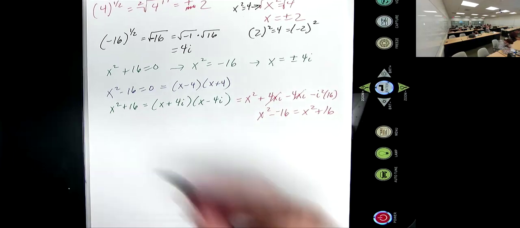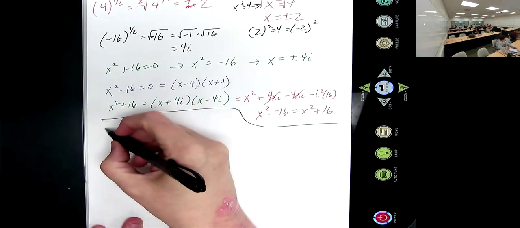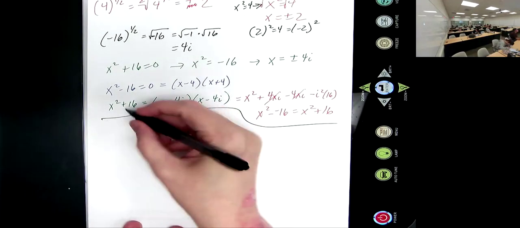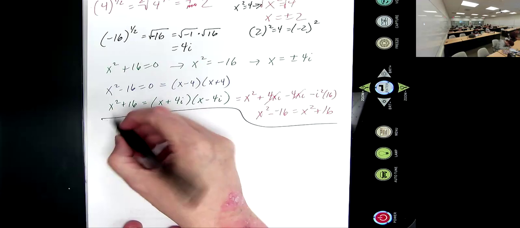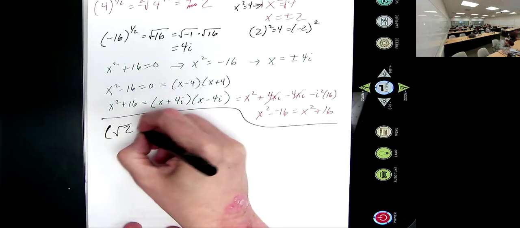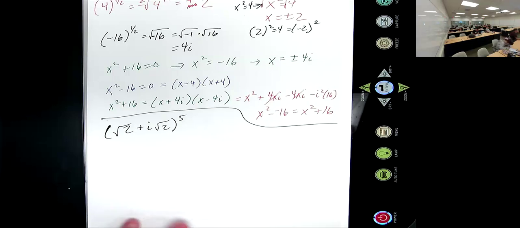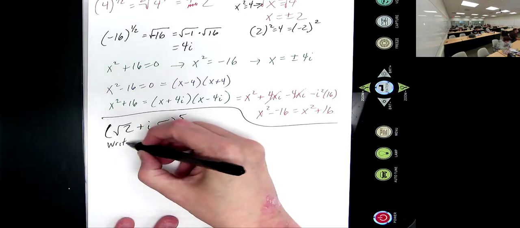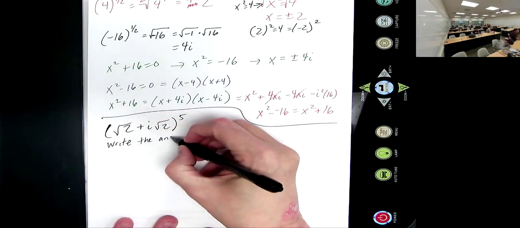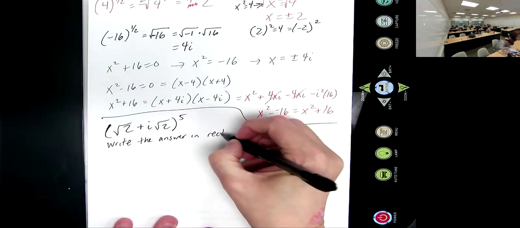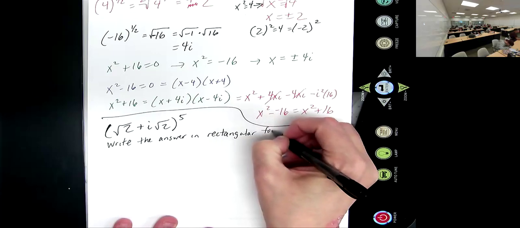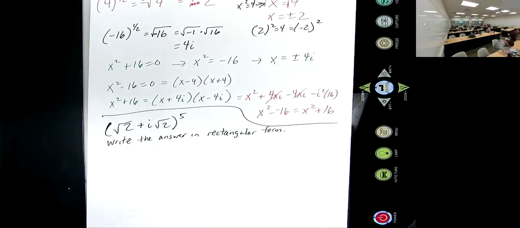Alright, let's give you a couple practices. Let's keep it simple. No, we're not keeping it simple. Square root of 2 plus i root 2 to the fifth power. And we're gonna want to write the answer in rectangular form. So let's work through this one together before I give you another one where you try it on your own.